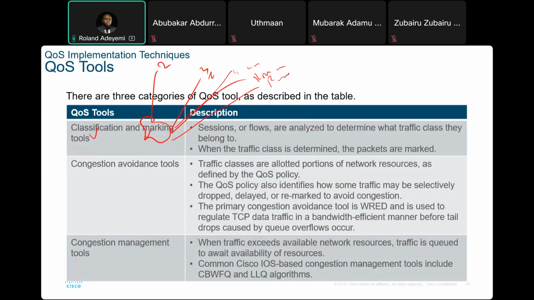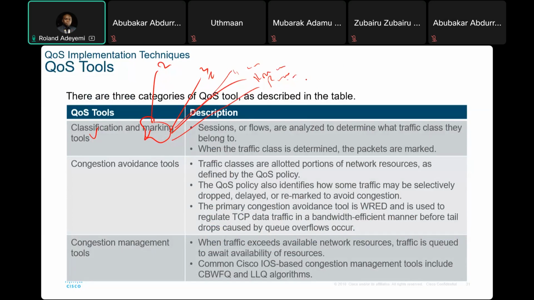I can also still say, okay, even though this guy is high priority, what if you need to start dropping? Between the low and high priority, which one do I want you to drop first? I can decide that a particular packet that is of low priority, because of how important it is to me, when it comes to dropping, I don't want it to be dropped. But when it comes to queuing, I want you to go first.